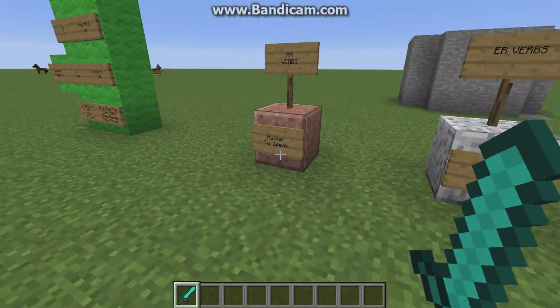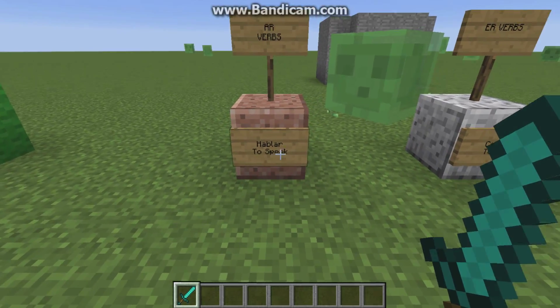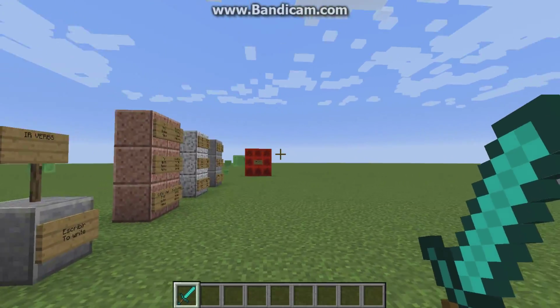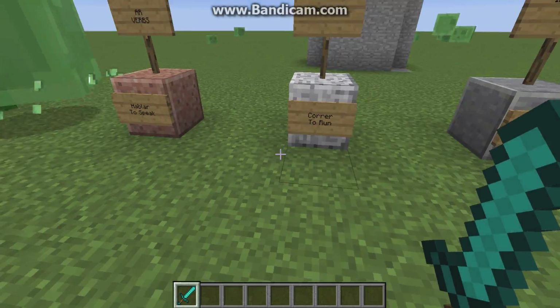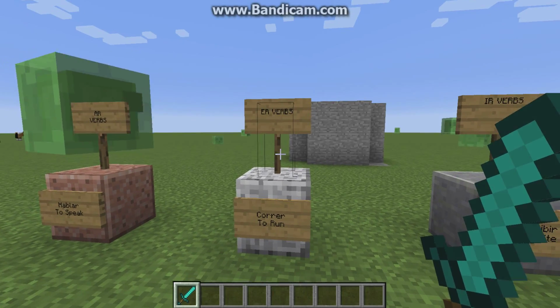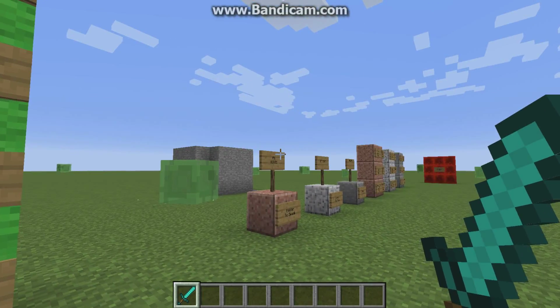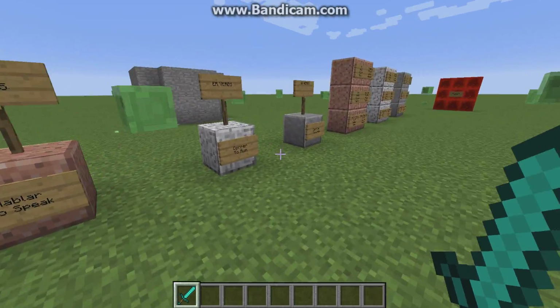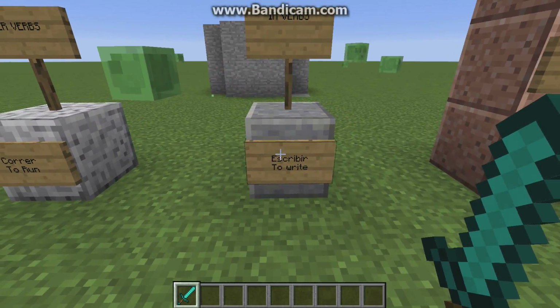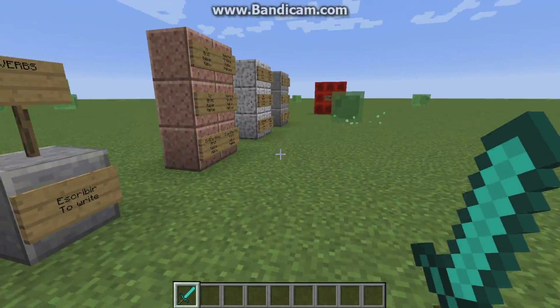So yeah, I have hablar, which ends with AR, and it means to speak. And we're going to be using these throughout the entire thing. Then we have correr, which means to run. And then escribir ends with IR, means to write, and correr ends with ER.